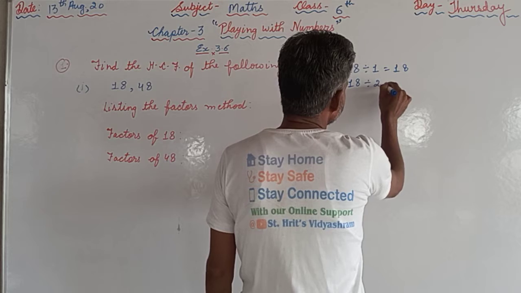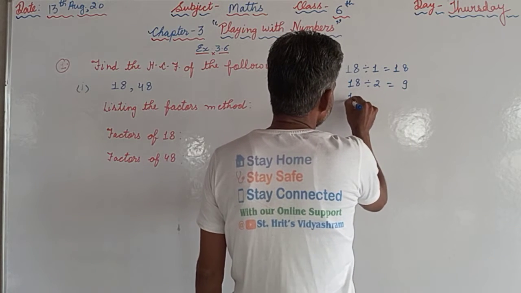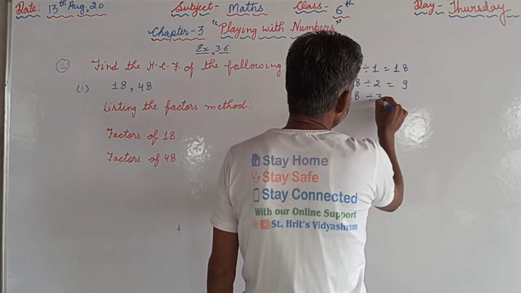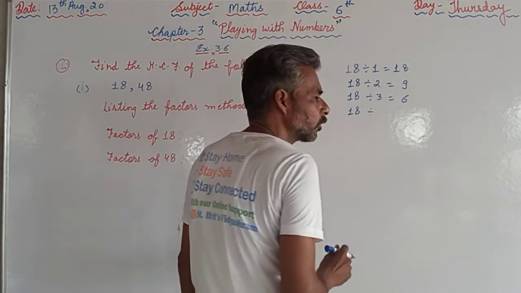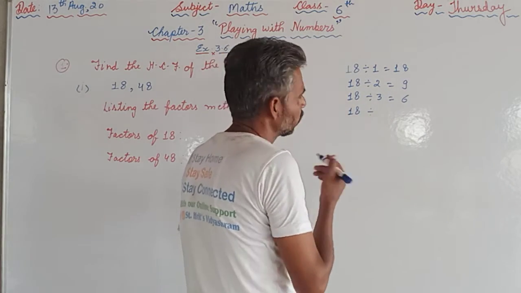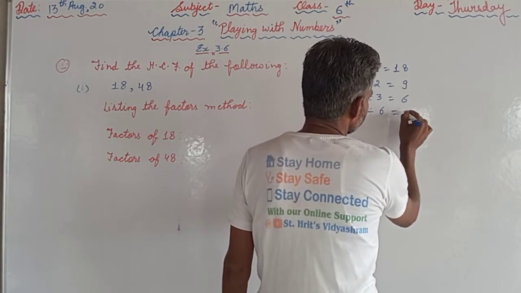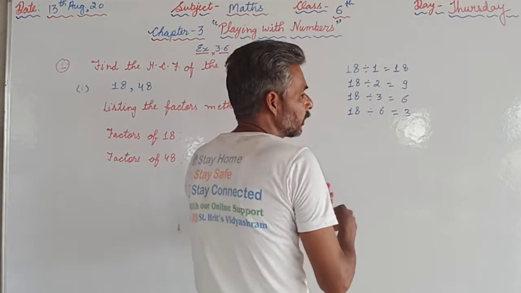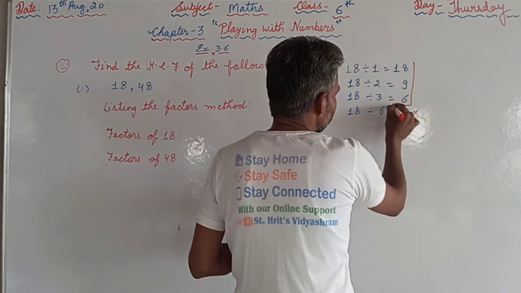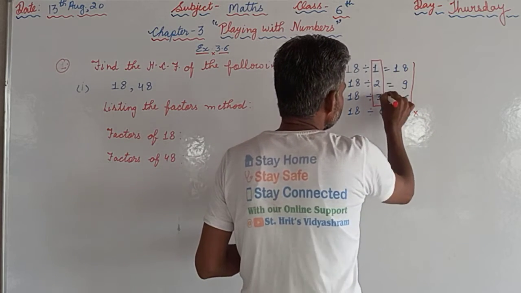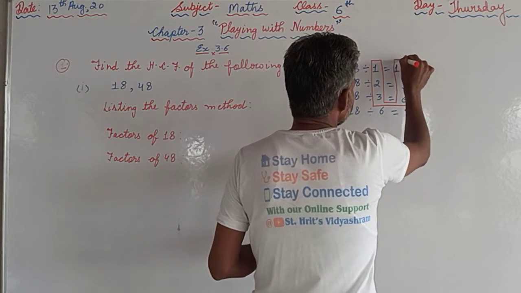18 divided by 2, 9, 18 divided by 3, 6, 18 divided by 4, no, 18 divided by 5, no, 18 divided by 6, already repeated, 6 and 3, so we will not consider that. We will make a box here and the numbers inside the box will be the factors of 18.